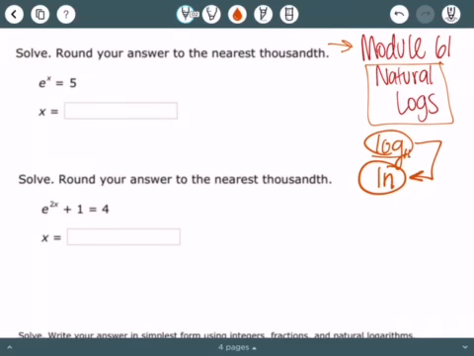Logs have a base of 10 almost all the time, if they don't have the number there. And the natural log's base is the letter E. The letter E is a number, it's roughly 2.71, and it goes along with the natural log. So anytime we see a natural log, we're going to have a base of E. So that's what you see here. You see this letter E.